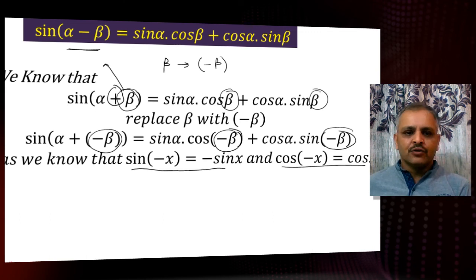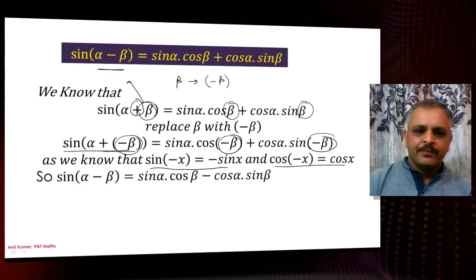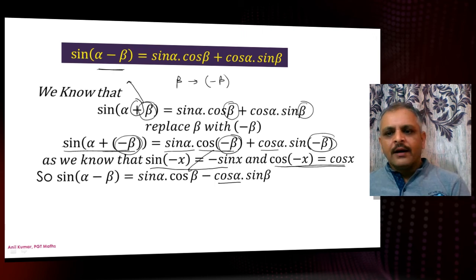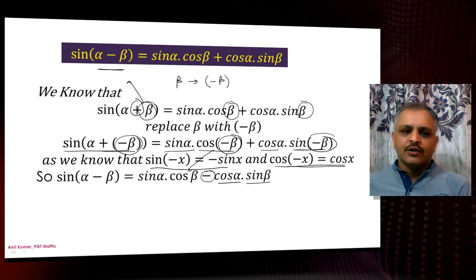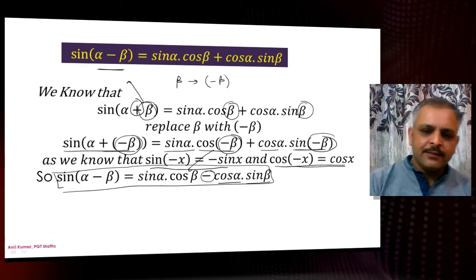So let's put them. This side will become sine alpha minus beta. Here it will become sine alpha, and cos minus beta will be, as cos minus x is equal to cos x, cos beta. Then cos alpha, and sine minus beta will be minus sine beta. That's why I put a negative sign here. So this is my another result, that sine alpha minus beta will be equal to sine alpha cos beta minus cos alpha sine beta.